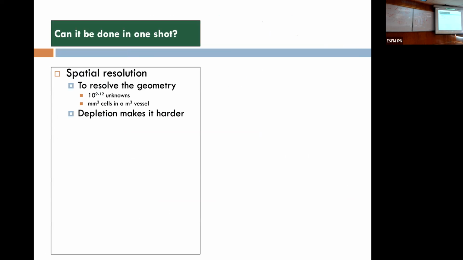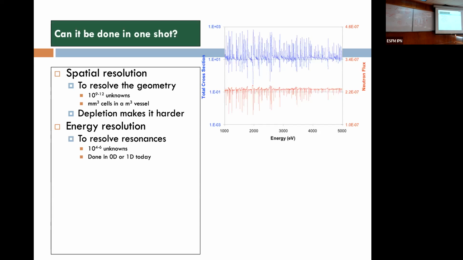I'll come back to the whiteboard later on today. So I mentioned space. We need on the range of 1 billion to 1 trillion unknowns. Depletion makes it harder because depletion changes the materials from what they were originally.